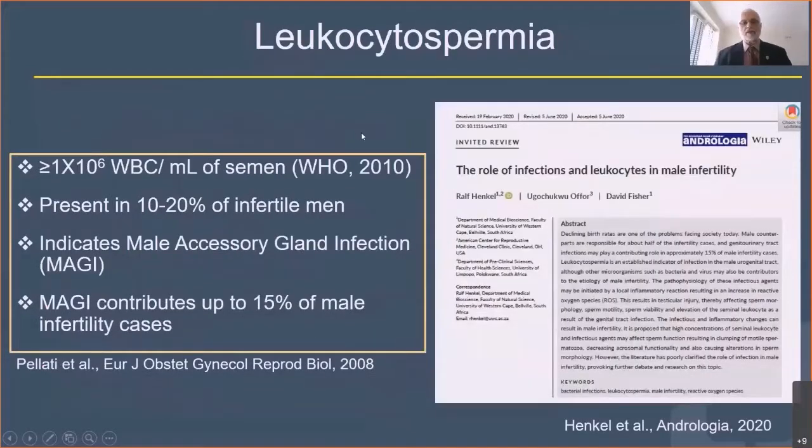What is leukocytospermia? Leukocytospermia is defined according to WHO in the latest manual of 2010 as a white blood cell number of more or equal 1 million white blood cells per milliliter of semen. This is a condition that is present in 10 to 20% of infertile men. And it is an indication of male accessory gland infections, or abbreviated MAGI. And this is or can be seen in up to 15% of male infertility cases.